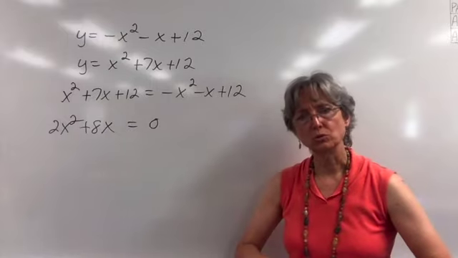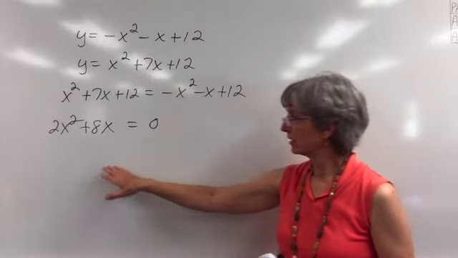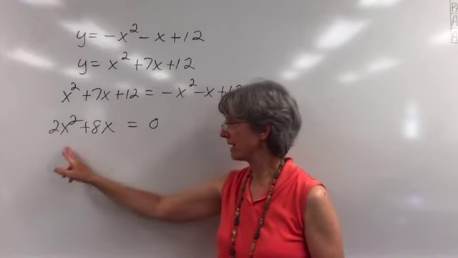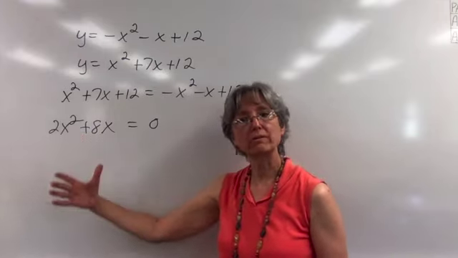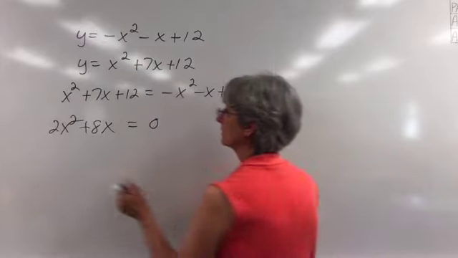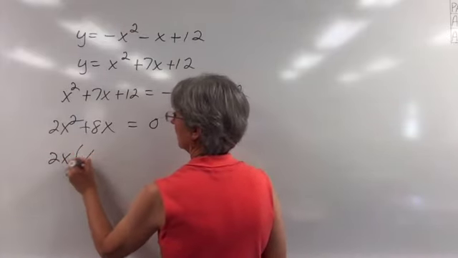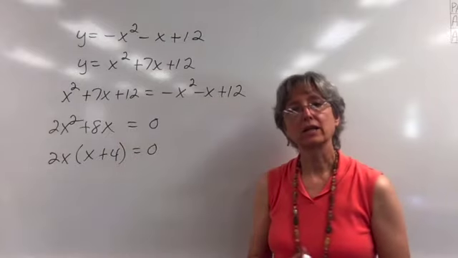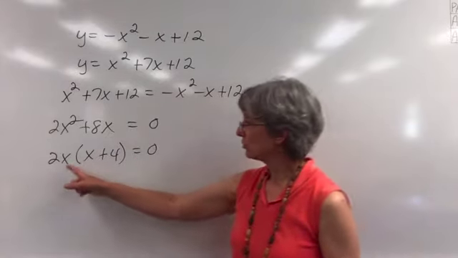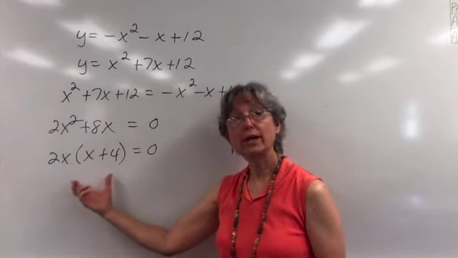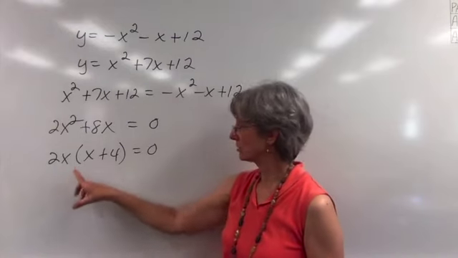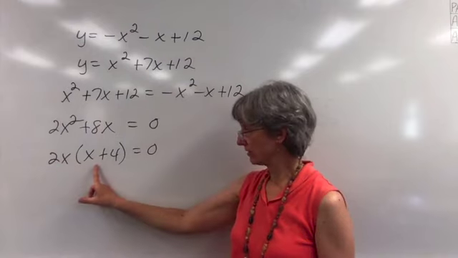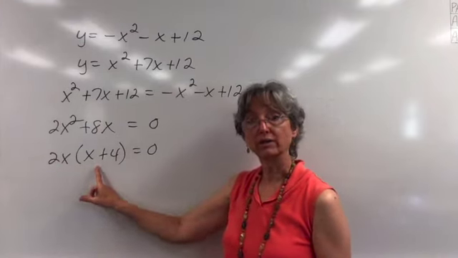Now what do I do with this? Look and see, in this case, both of these can be factored by 2 and x. So I'm going to factor out the 2x. And I'm left with x plus 4. So 2x times x plus 4. So what are my two zeros? This one is 0, and this one is -4.